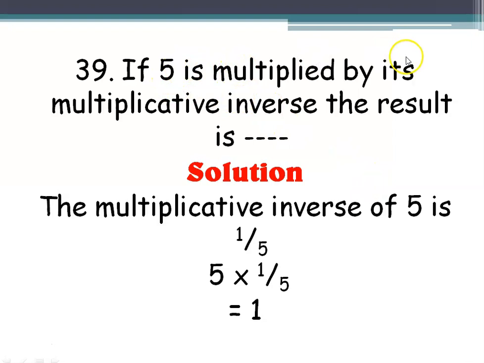Question 39. If 5 is multiplied by its multiplicative inverse, the result is, okay, the multiplicative inverse of 5 is 1 over 5. So I'll just say 5 multiplied by 1 over 5. So 5 cancels 5 and I'm left with 1. So 1 is the answer. Okay.